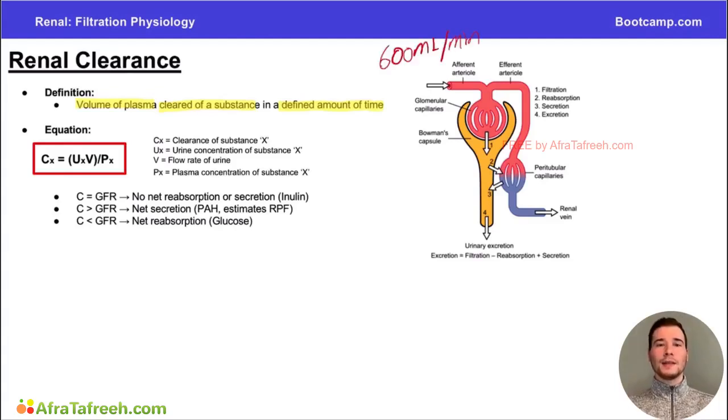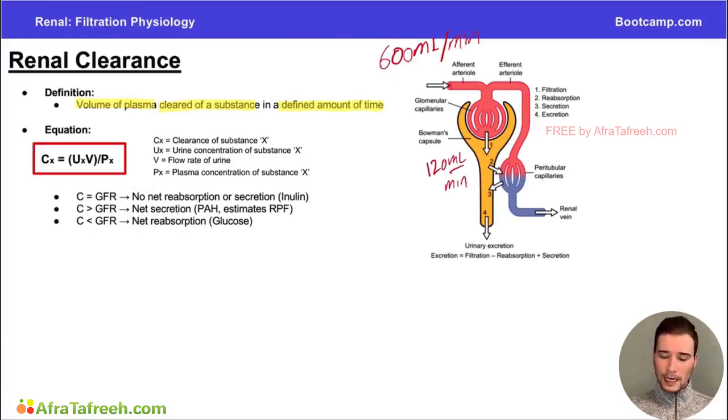Remember, we said in the last lecture that of that 600 milliliters per minute, approximately 20% makes up the filtration fraction. So that means approximately 20% of the 600 is what makes up our GFR, and thus 20% of 600 is approximately 120 milliliters per minute. That means that 80% of it leaves the efferent arteriole, or 480 milliliters per minute.